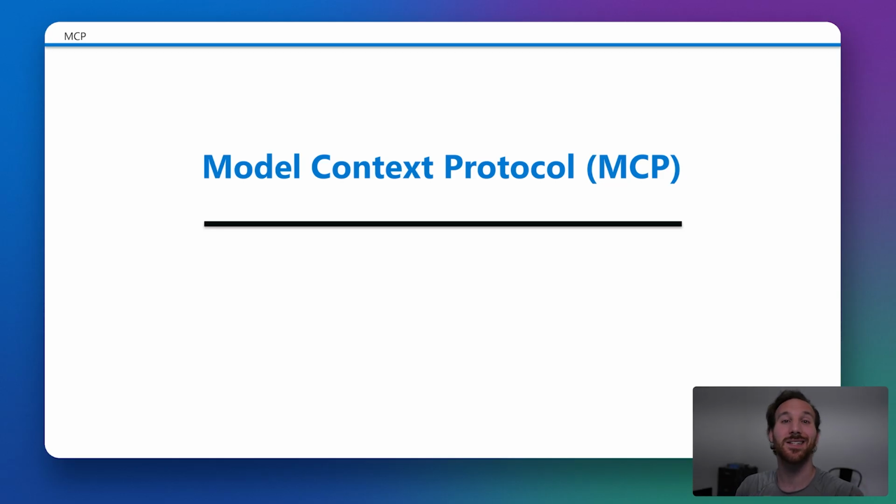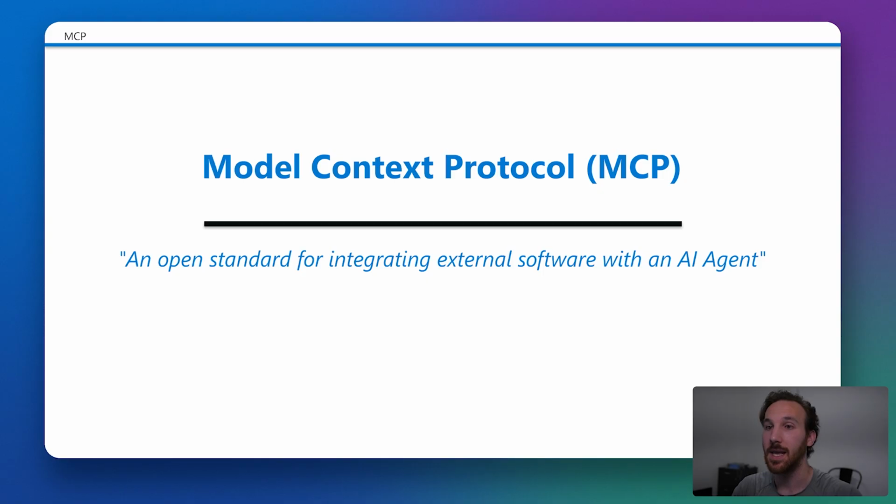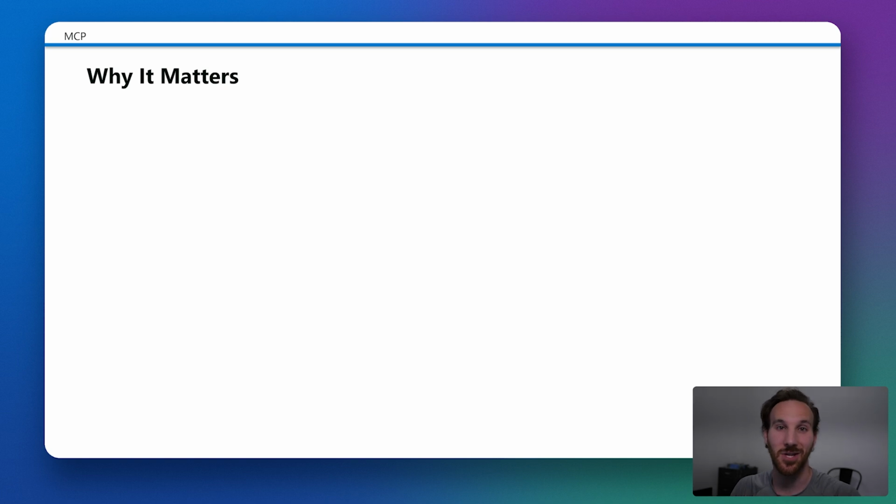That's where Model Context Protocol came in, also known as MCP. Created by Anthropic, it's an open standard for integrating external software with AI agents. So why does it matter and how is it used?